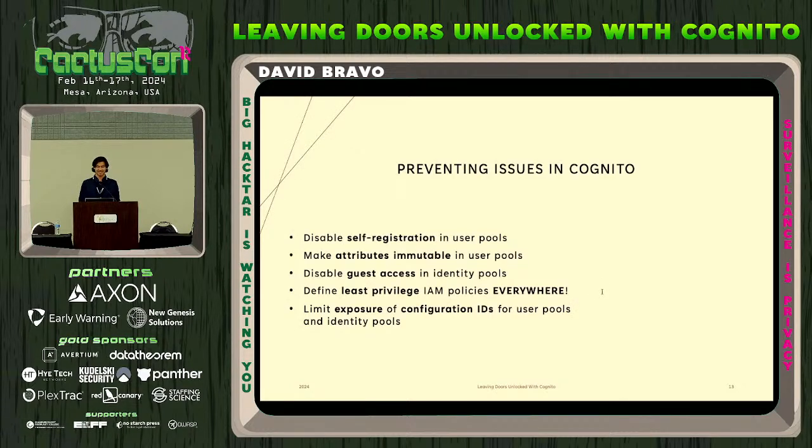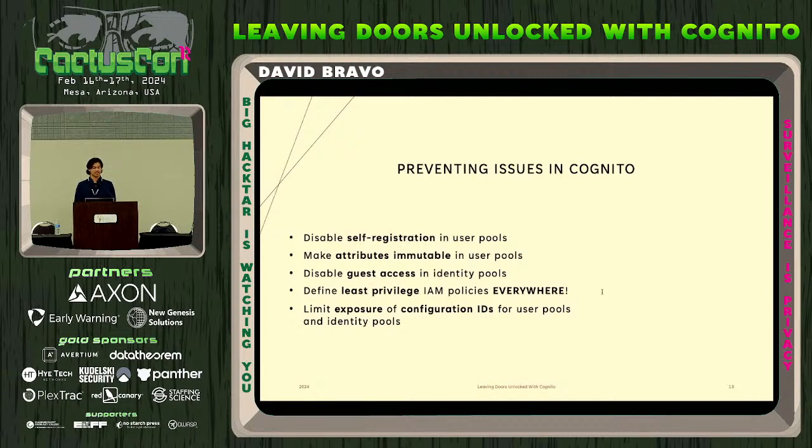All right, that was that. So, preventing issues in Cognito. Again, I usually work on the offensive side, so this is something that I would recommend to the engineers. And kind of how I think of this checklist is, if it's not necessary, just remove it or disable it. But it always depends on the context of the application.